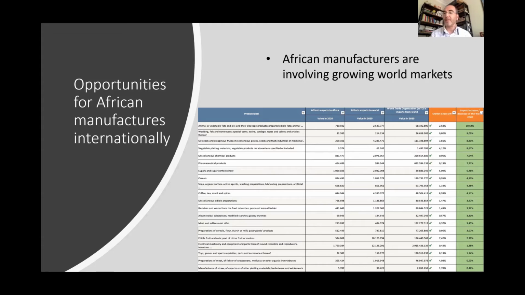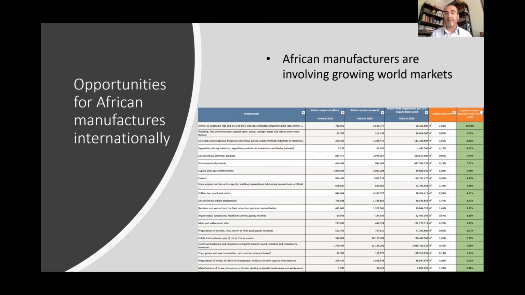It can be 0.8 percent or it can be 2 percent, but if a company or a country could enter a market, which means you can grow it. So this is a very good opportunity for African manufacturers that you could already enter the world market for many different products.